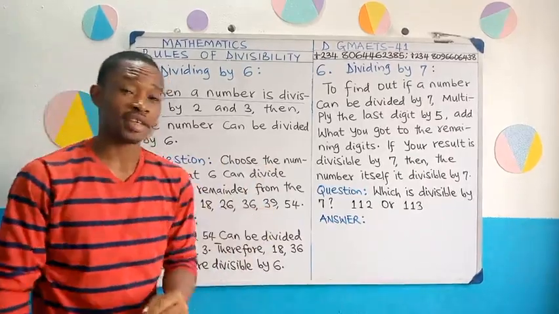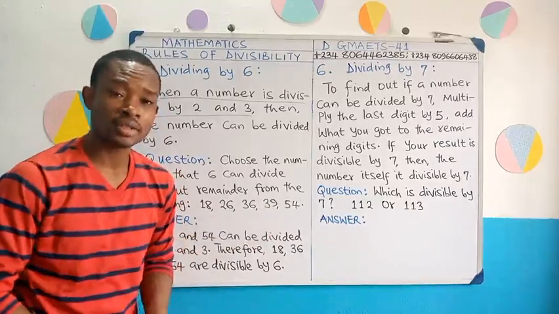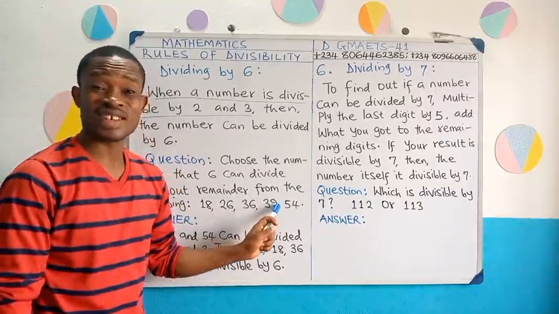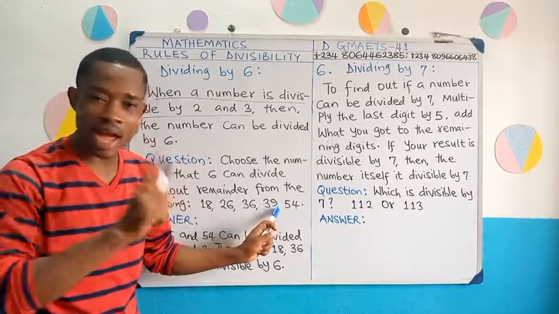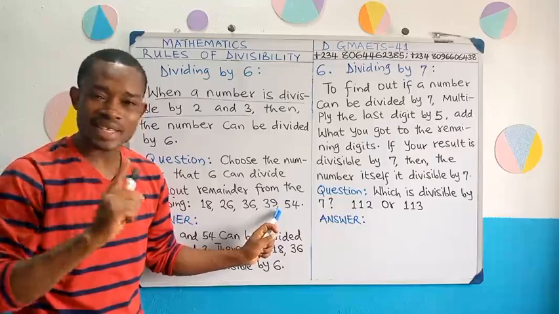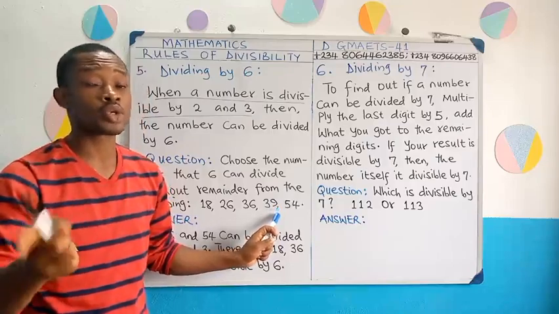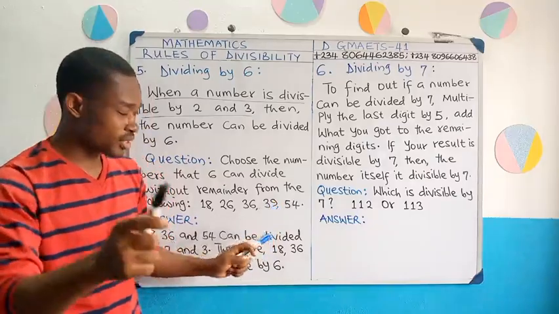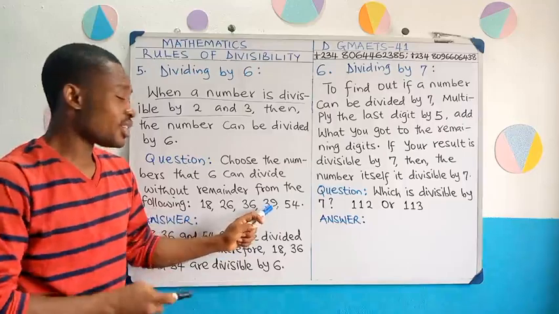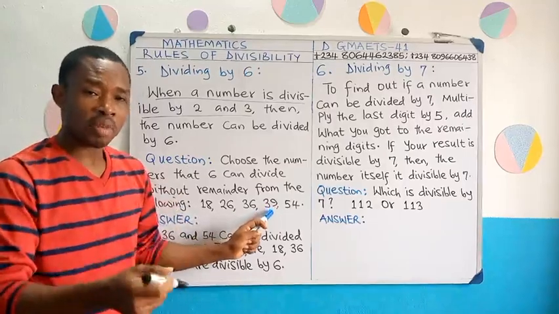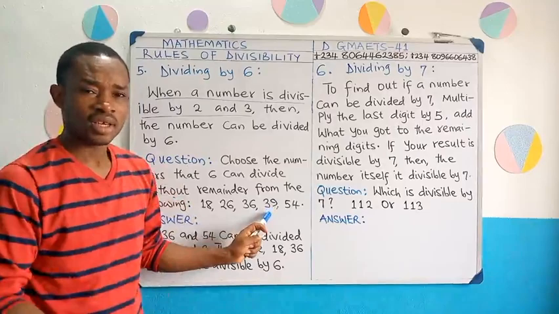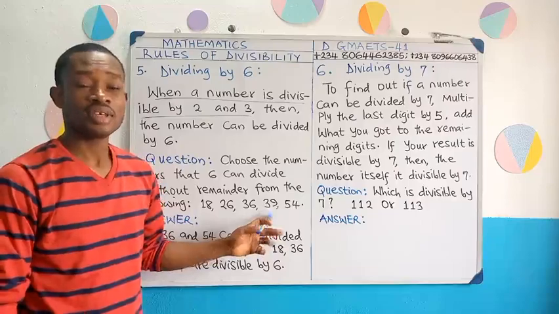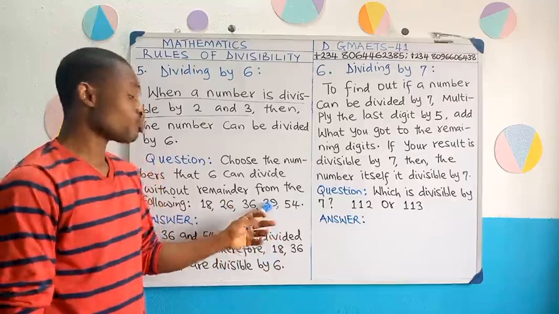Let's check 39. Can 2 divide 39? I said no to that. Why? The last digit is 9. 9 is not an even number. It's an odd number, so 2 cannot divide it. Now, you notice from what I said that 3 can divide 39, but 2 cannot divide it. It means that 6 cannot divide 39. 6 cannot, because 2 did not divide it.